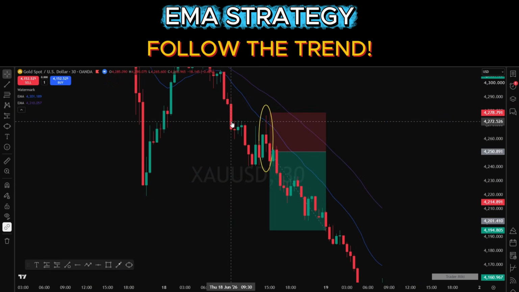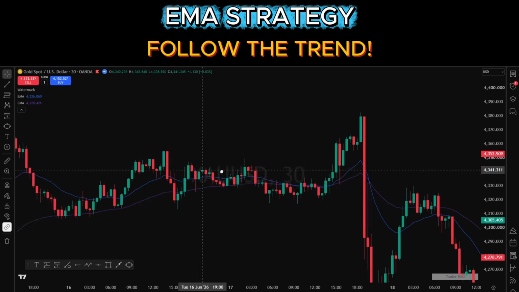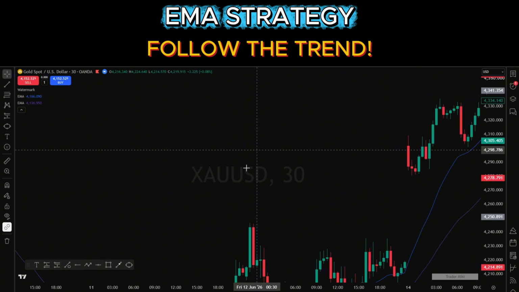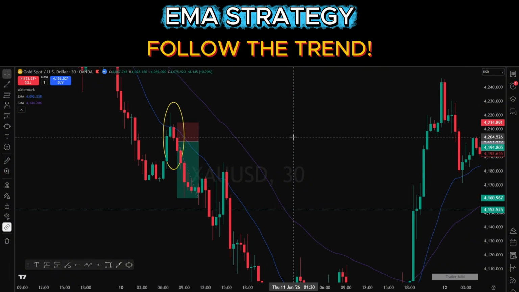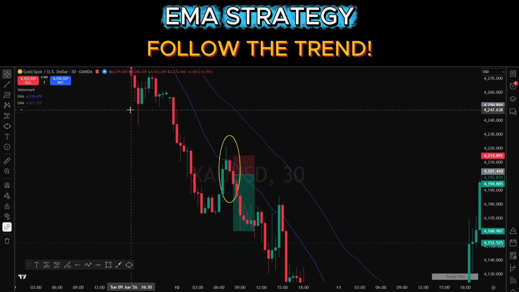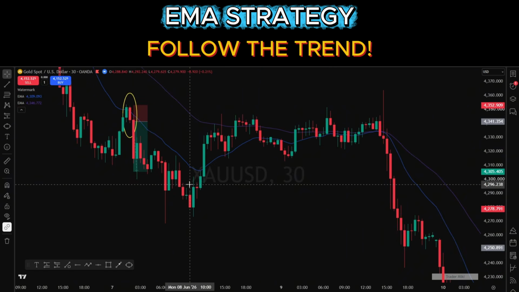These are gold sells using the EMA strategy over the past few weeks, and I focused on sells because the higher time frames were bearish. When the EMAs were bullish, no trades were taken as it was against the higher time frame trend.